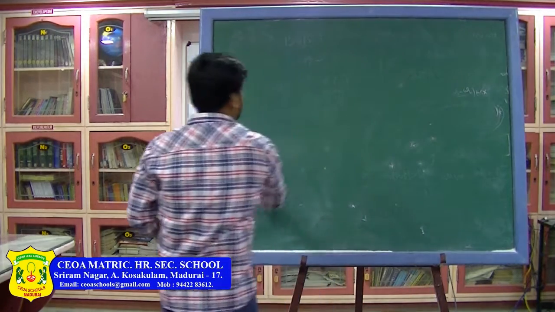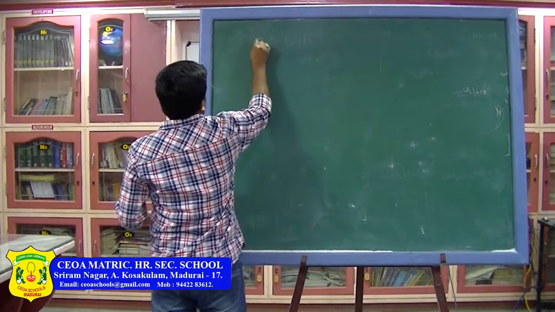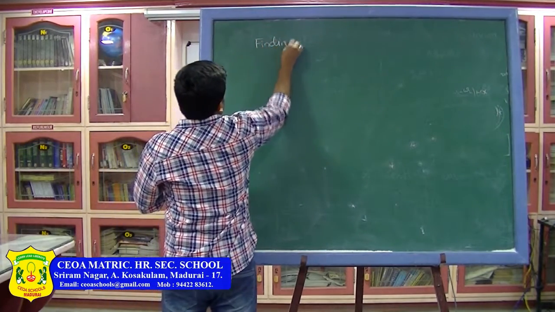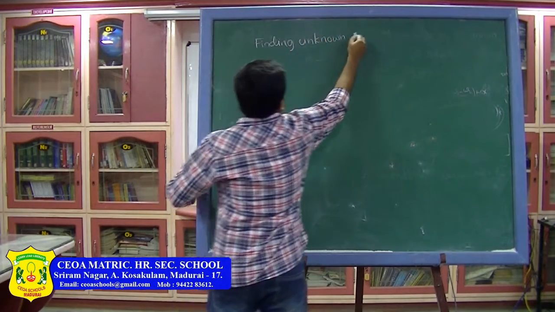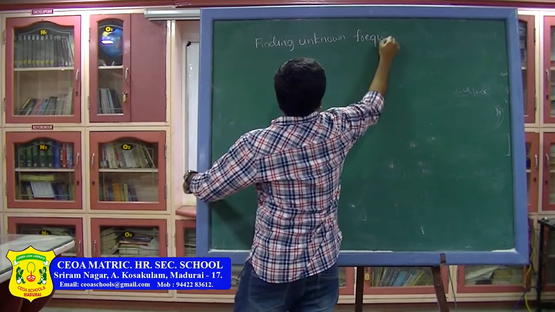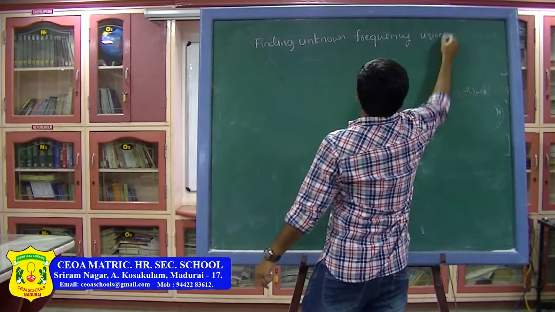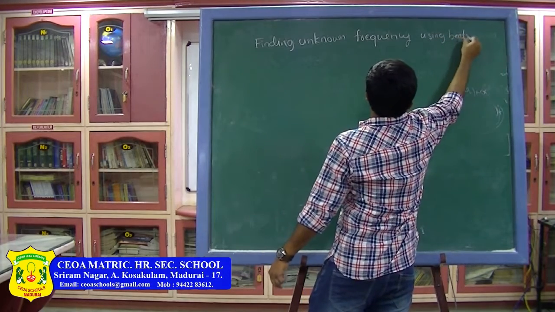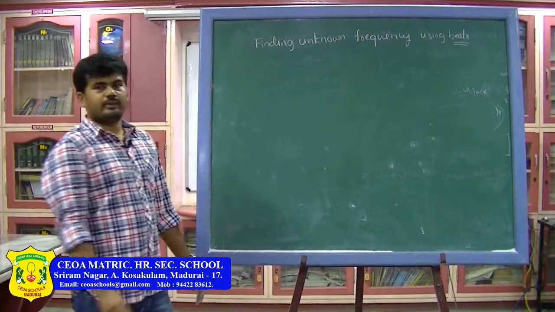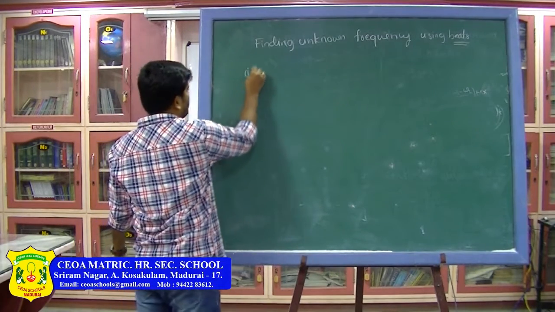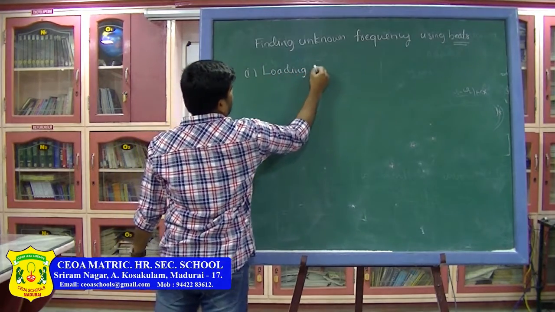The first method: finding unknown frequency using the beats phenomenon. So, there are two methods. The first one is called the loading method.